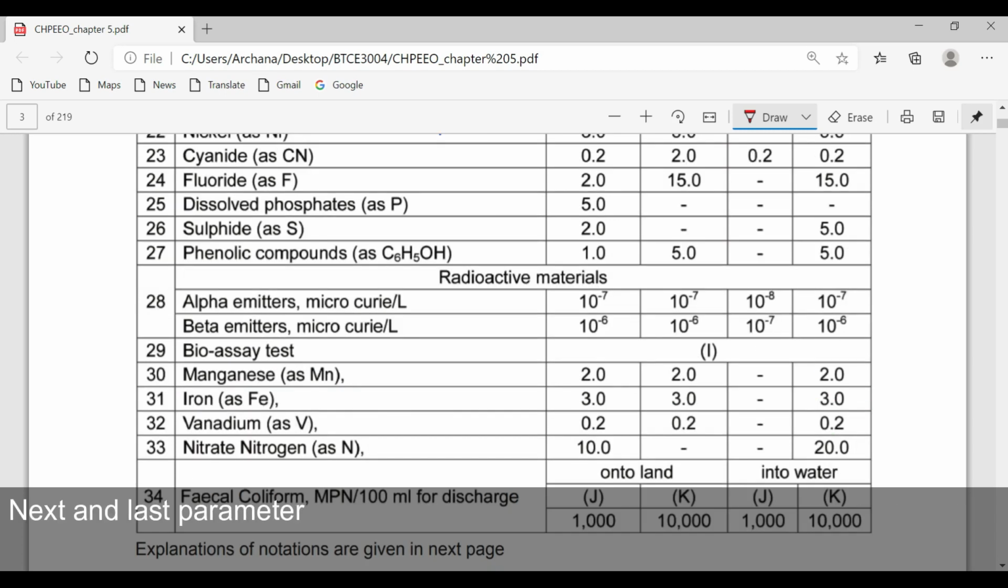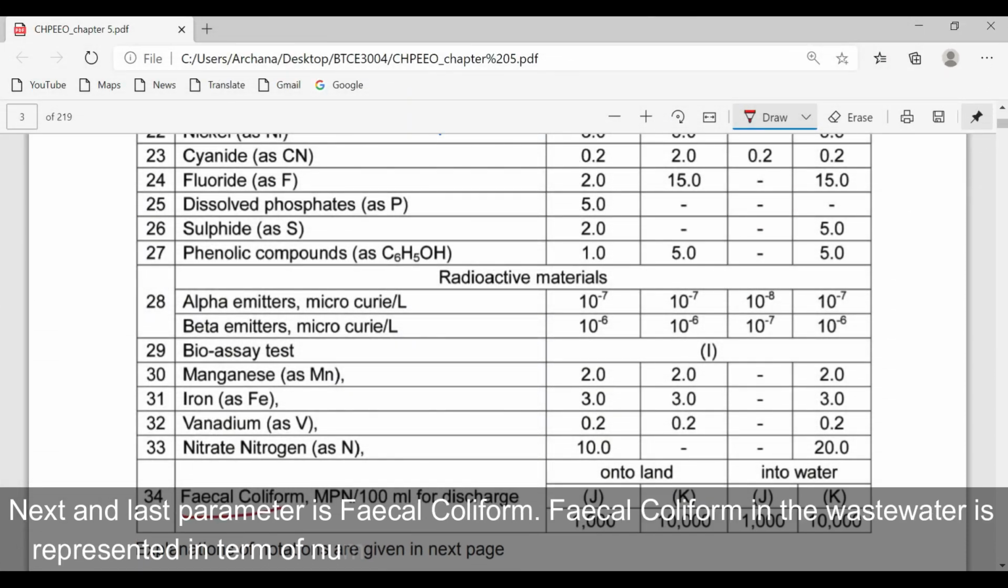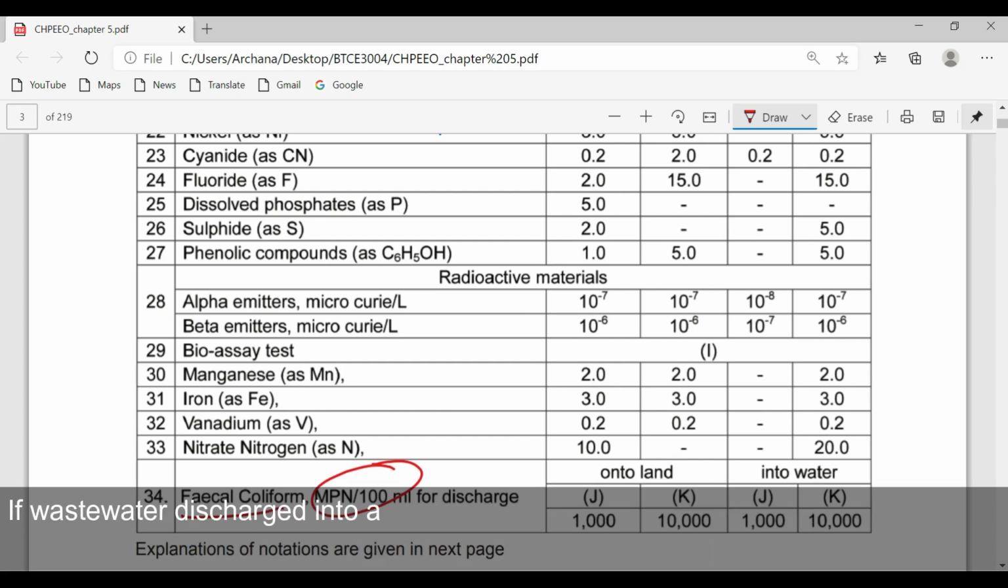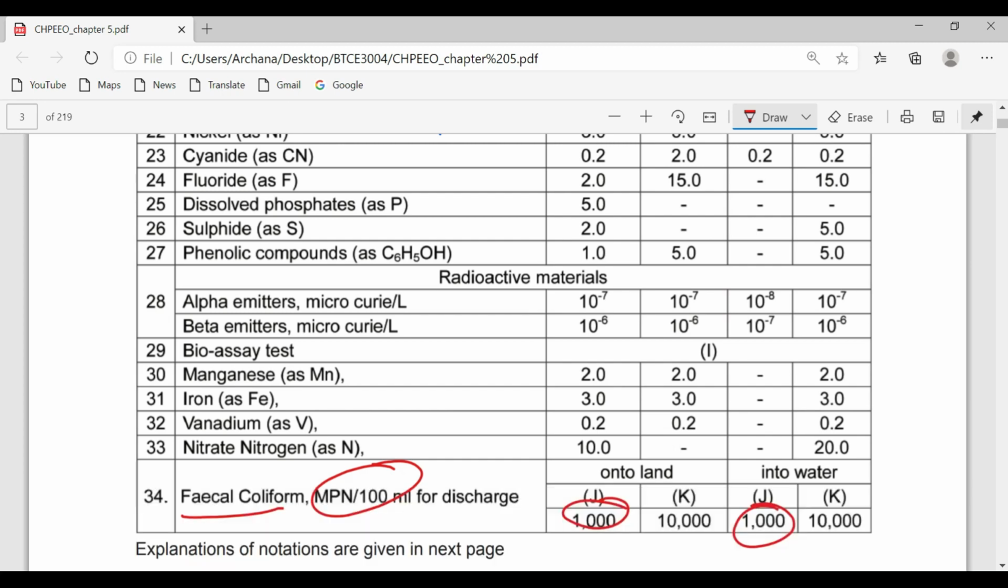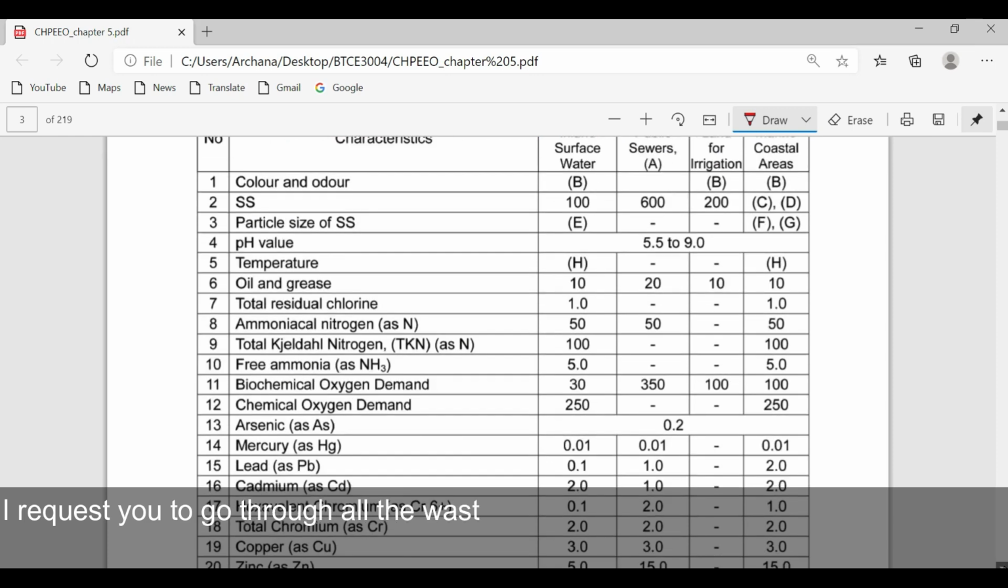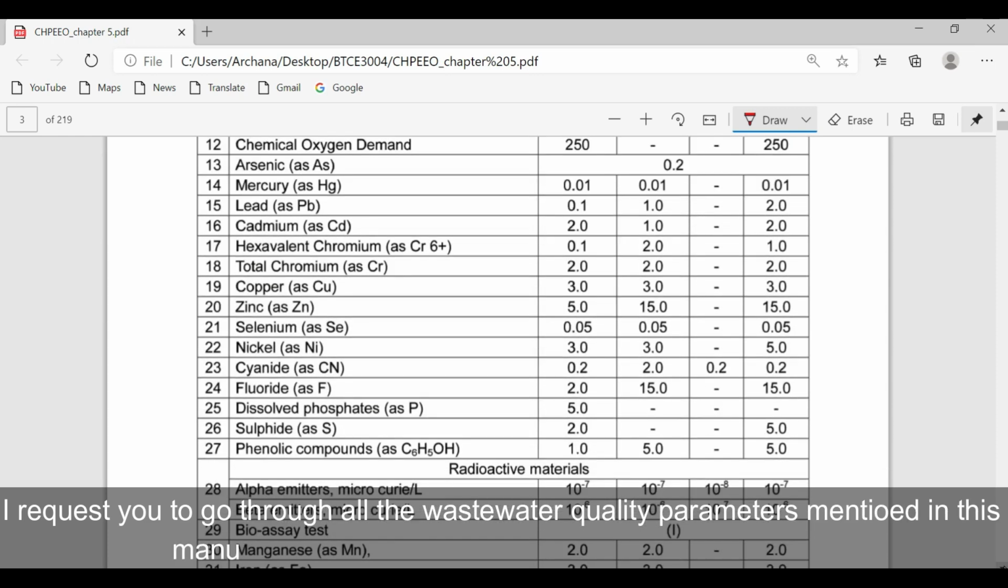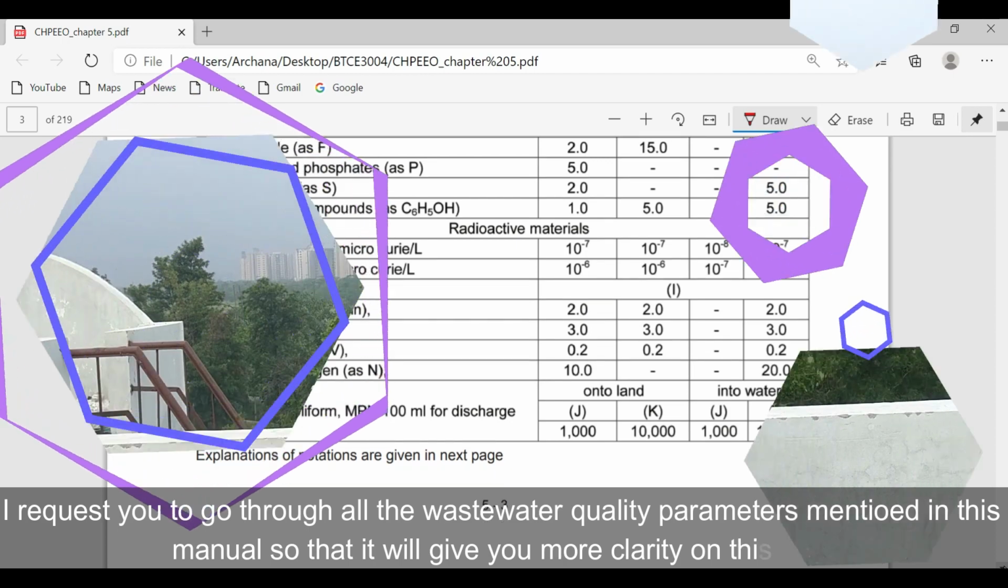Next and the last parameter is fecal coliform. Fecal coliform is represented in terms of the number of microbe colonies per 100 ml of wastewater. If wastewater is going to be discharged into an inland surface water source and irrigation land, then this value may go up to 1000 colonies per 100 ml of the wastewater. However, for public sewers and the coastal areas, this value may go up to 10,000 colonies per 100 ml of the wastewater. I request you to go through all the wastewater quality parameters mentioned in this manual so that it will give you more clarity on this topic.